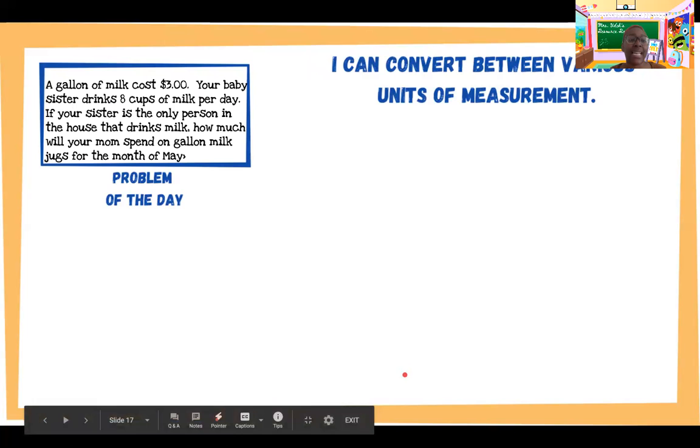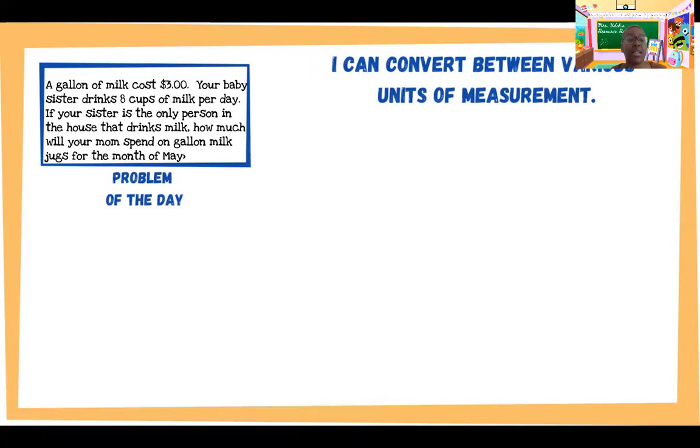Our word problem says, a gallon of milk costs $3. Your baby sister drinks 8 cups of milk per day. If your sister is the only person in the house that drinks milk, how much will your mom spend on gallon milk jugs for the month of May? Whew, that's pretty complicated. So let's begin by thinking about what we know.